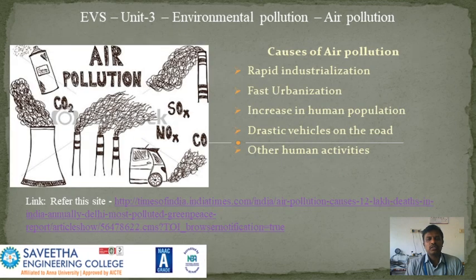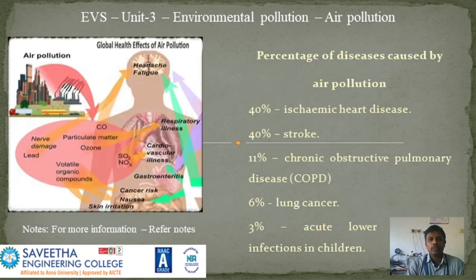What are the rapid causes of air pollution? Due to rapid industrialization, a large amount of carbon monoxide, carbon dioxide, NO2 and SO2 has been causing air pollution. And fast urbanization, increase in human population, drastic increase of vehicles on the road and other human activities are the major causes of air pollution.